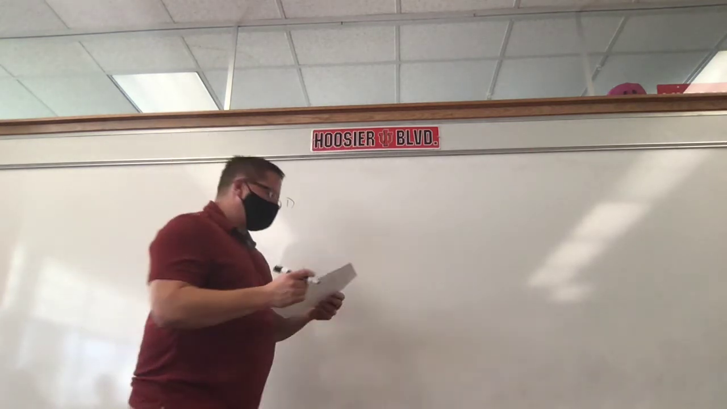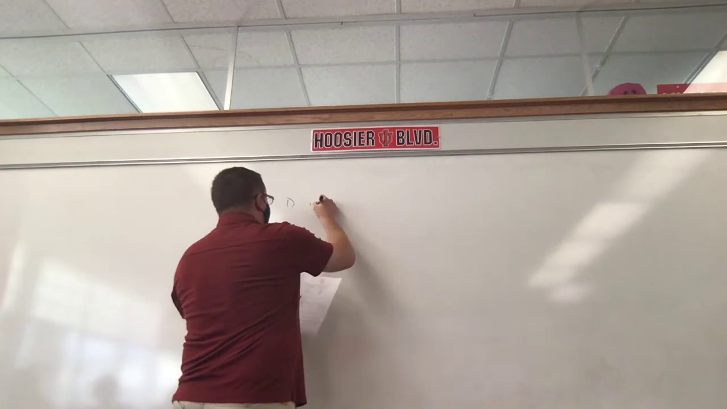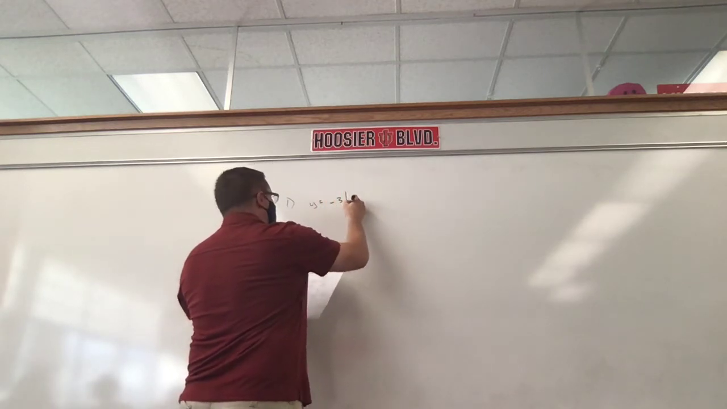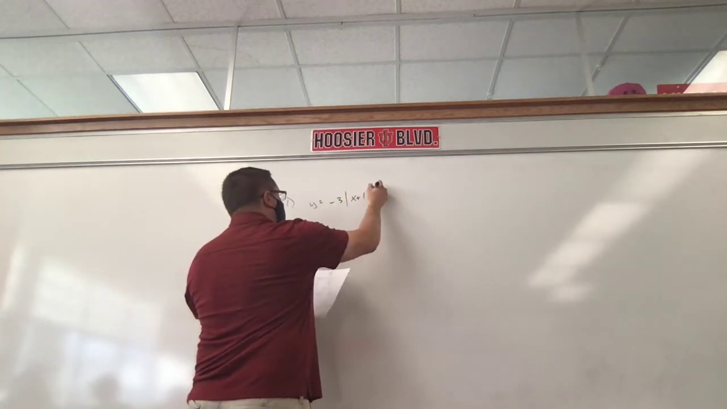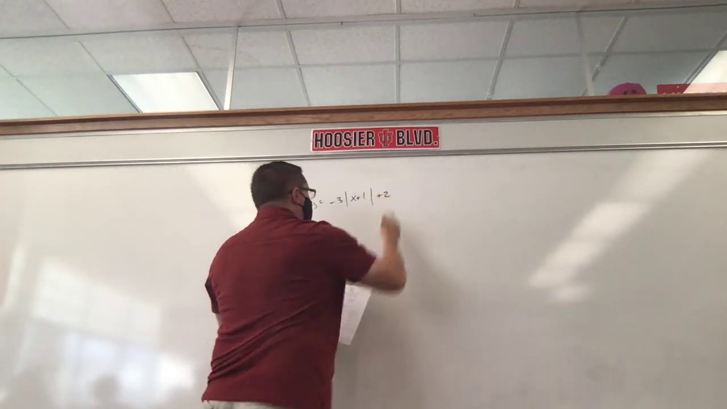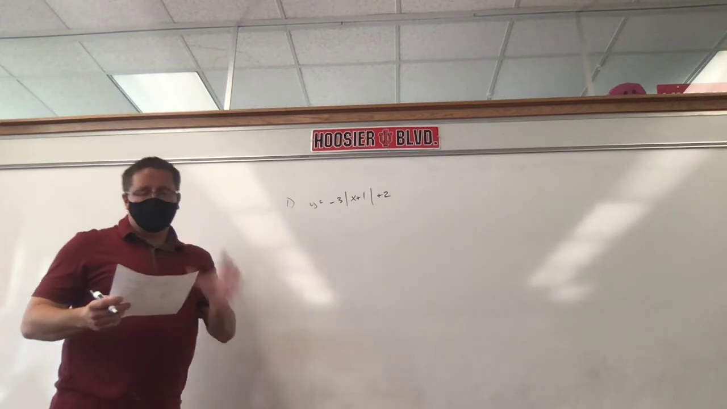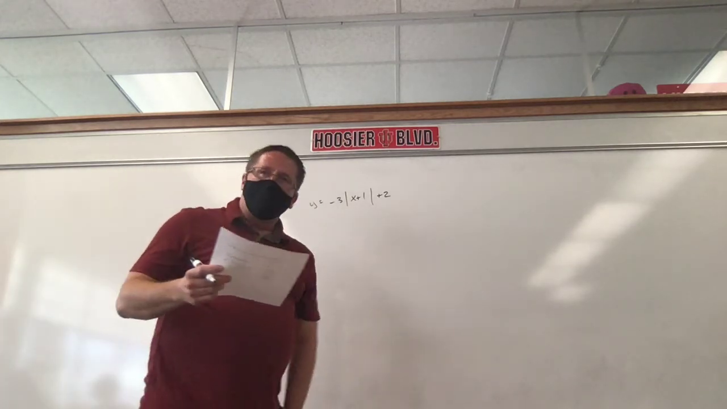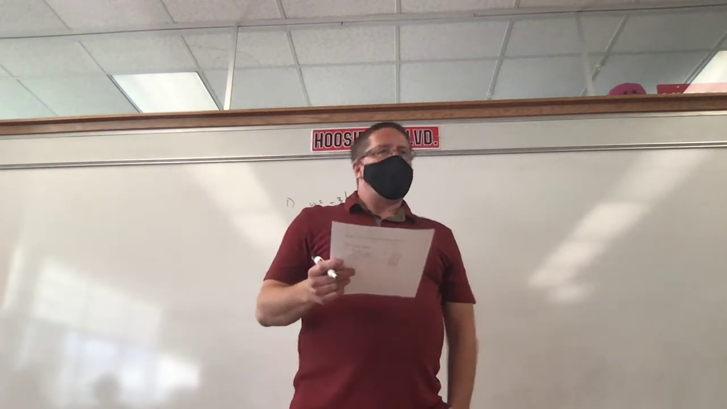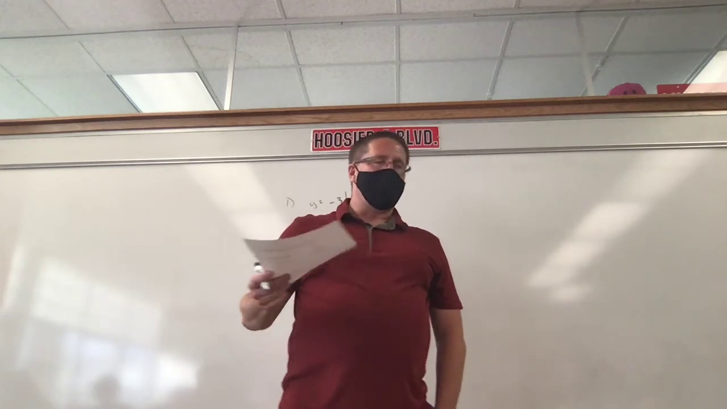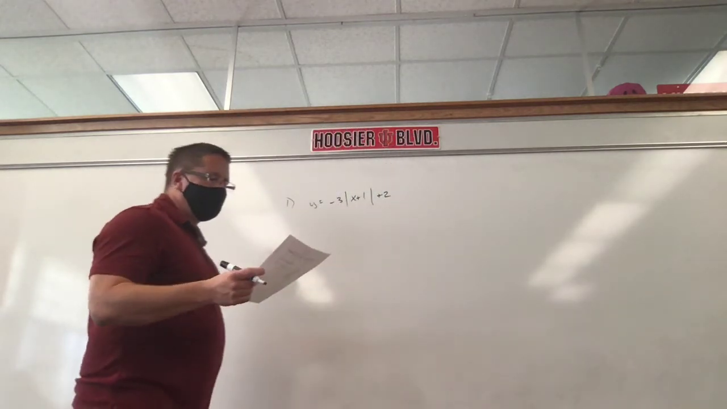Number 1 asks us to graph the equation and give the domain and range. We have y equals -3 absolute value of x plus 1, plus 2. This is going to be V-shaped. Remember, absolute values are V-shaped. Just so you understand, number 1 on your test might not be an absolute value graph. It might be a quadratic, but questions 1 and 2 will be very similar with different numbers.